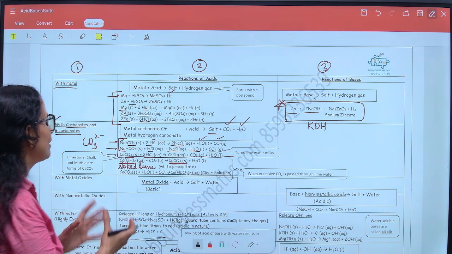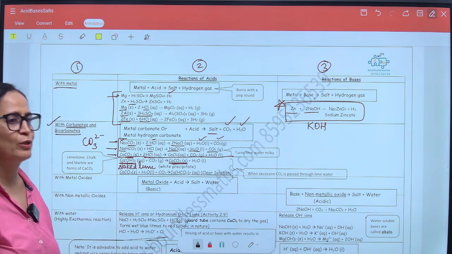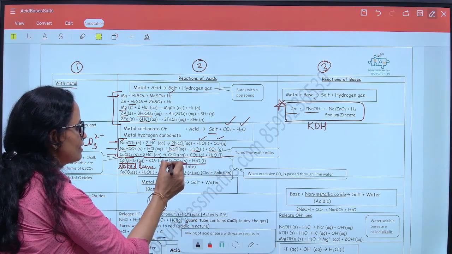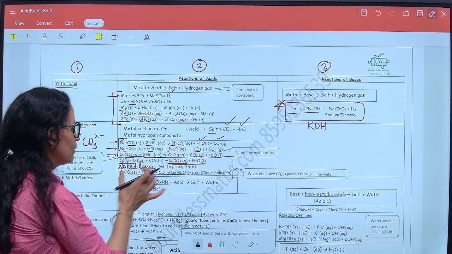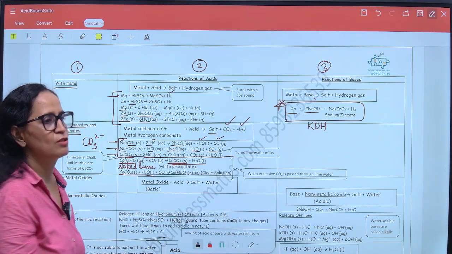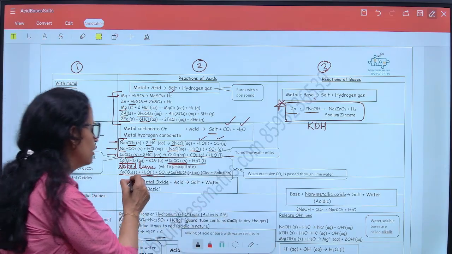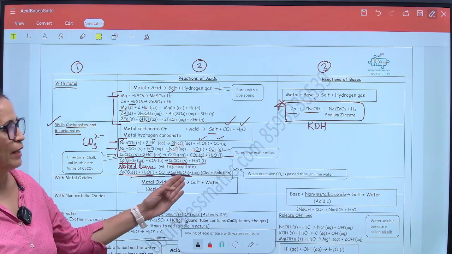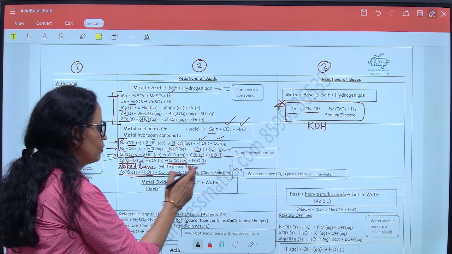Now what happens when excess of CO2 is passed? How do you learn this reaction? What are the products formed in this first reaction is CaCO3 and water. So you write both the things together, CaCO3 and water. Add more CO2, excess of CO2. Add more CO2 to it, and what do you get? Calcium hydrogen carbonate or calcium bicarbonate, Ca(HCO3)2.